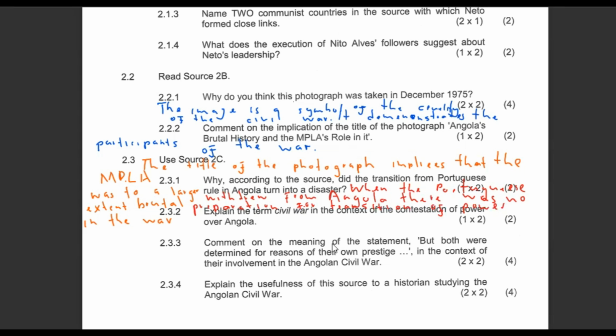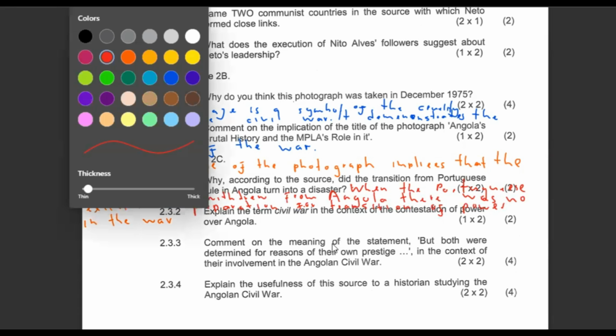There was no preparation for transition of power, so it resulted in three different liberation struggles fighting against one another. The liberation struggle involved three parties, namely the MPLA, UNITA and the FNLA. So that's why, according to the source, the transition from Portuguese rule turned into a disaster.